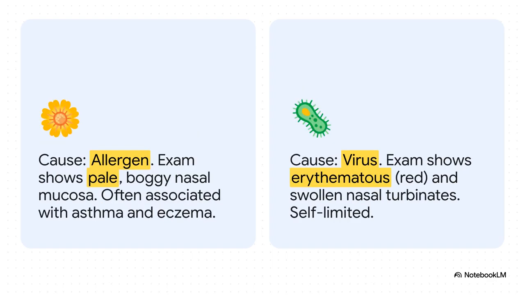And here is another absolute classic board question setup. It all comes down to one little physical exam finding. What does the nasal mucosa look like? This is a huge clue. For allergic rhinitis, you're going to see pale, swollen, kind of boggy tissue. Think chronic inflammation. But for infectious rhinitis, the common cold, that mucosa is going to be erythematous. It's red, it's angry, it's screaming acute viral infection. One look tells you the whole story.